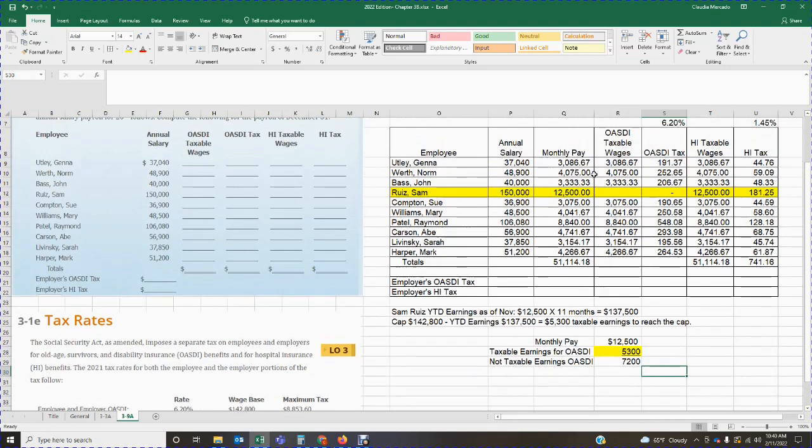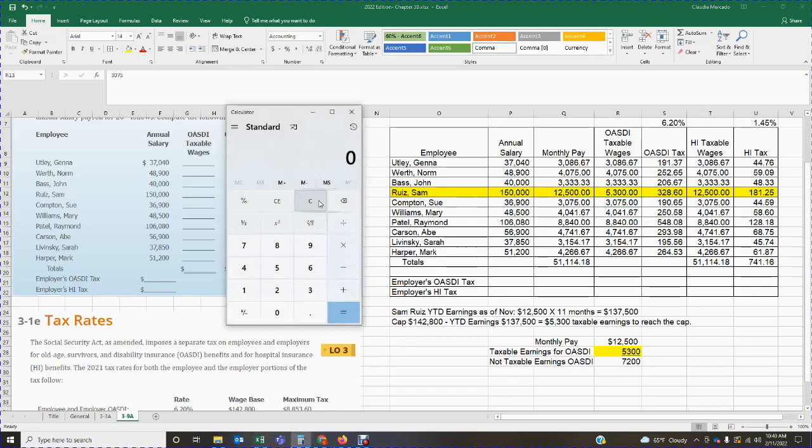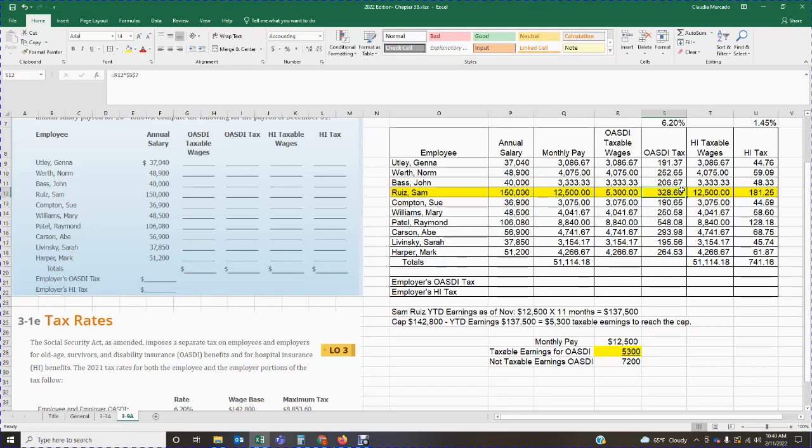So right here in my monthly pay, it's $12,500. But for OASDI taxable wages, I am only going to pay taxes on $5,300. So Sam Ruiz, even though he earned $12,500, only $5,300 are subject to OASDI tax. You get your $5,300 times the 6.2%, and that gives me 328.60. That auto-populated because I had already dragged my formulas in.